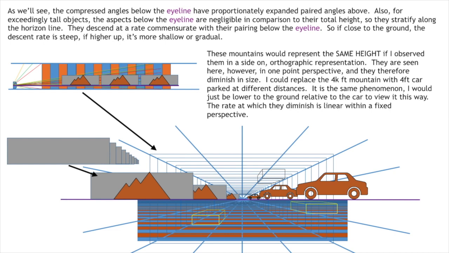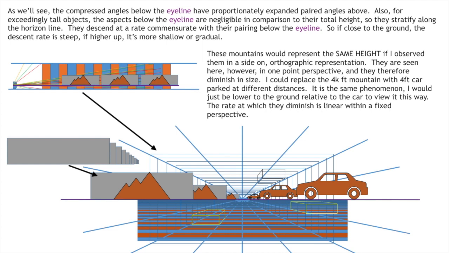So as we'll see, the compressed angles below the eye line have proportionally expanded paired angles above. So as I compress one on the bottom, I expand one at the top at the same rate. So also for exceedingly tall objects, the aspects below the eye line are negligible in comparison to their total height. So they stratify along the horizon line essentially. So if I'm looking at a 1,300-foot object or a 13,000-foot object and I'm only 6 feet high, the aspects that are below my eye line are essentially negligible, and you could essentially model it along the horizontal line. And they are going to then descend at a rate commensurate with their pairing below the eye line.